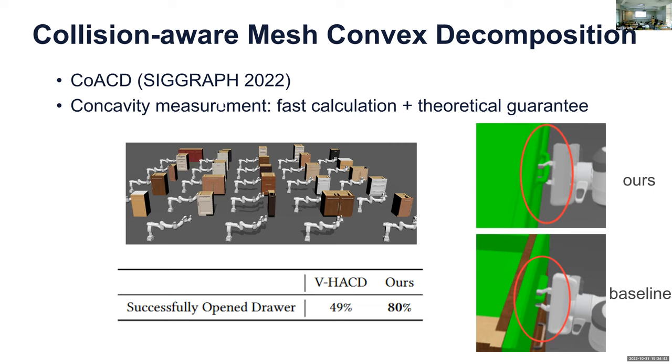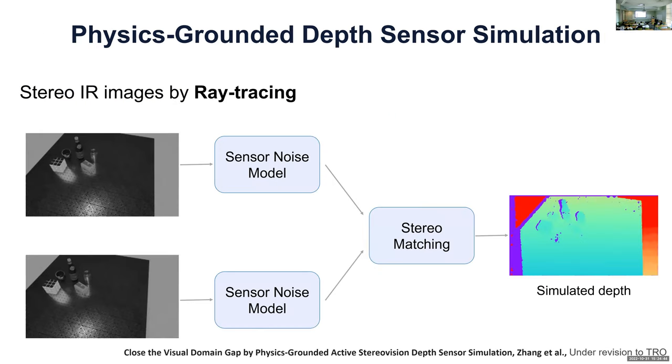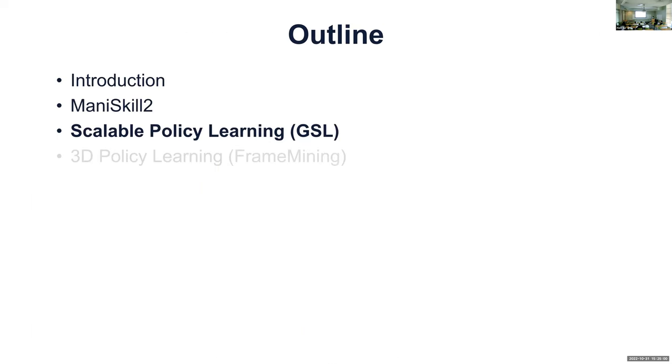So there are a lot of tricky issues in building the simulation. And there's another example. We want to minimize the sim-to-real gap between the simulation world and the real world. So we actually try to simulate the depth sensor in the ManiSkill system. I won't spend much time on it, but that was basically the effort that we made in building a suite of tasks for evaluating and learning manipulation skills.